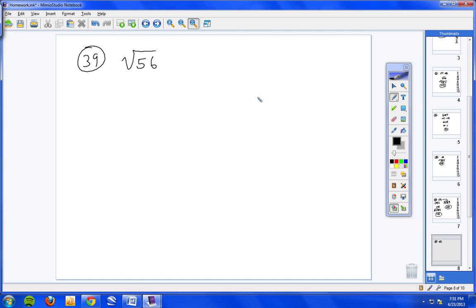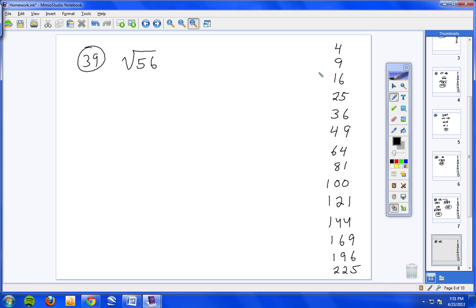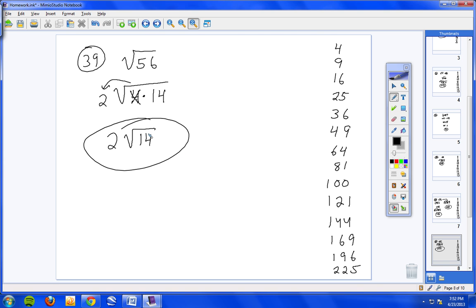Square root of 56. Well, let's see what we got here. Will any of these numbers go into 56? Let's see, 4 times 14, that'll work. 4 goes into it. So 4 does go into 56. 4 times 14. Which one do we know the square root of? Well, not the 14, but the 4. So cross off the 4. The square root of 4 is 2. So I'm left over with 2 square root of 14. Now, guess what? None of these numbers go into 14. None of them. So you're finished. On to number 41.